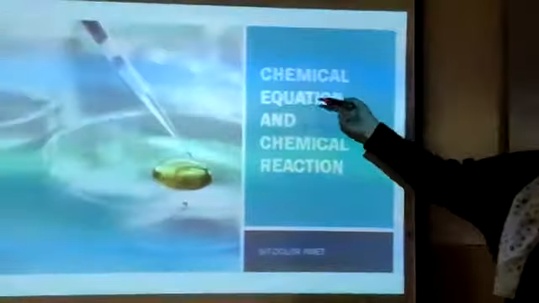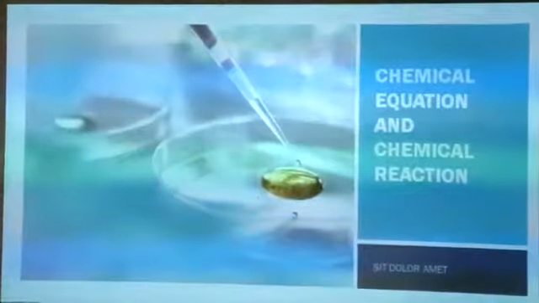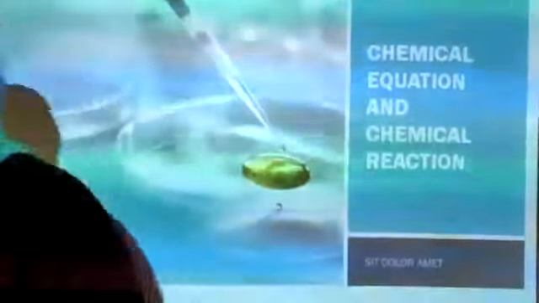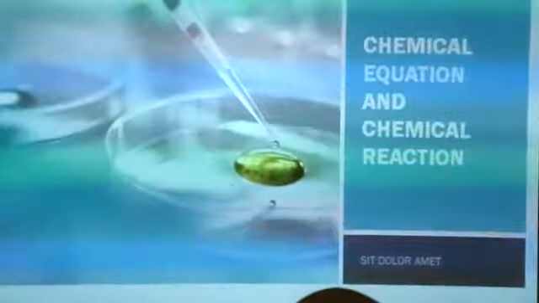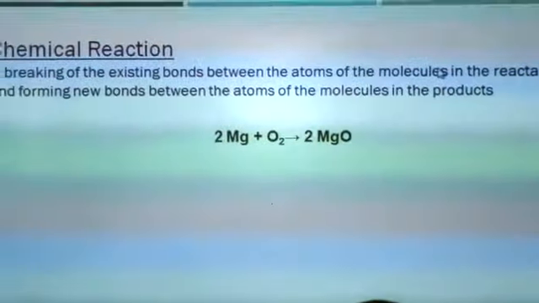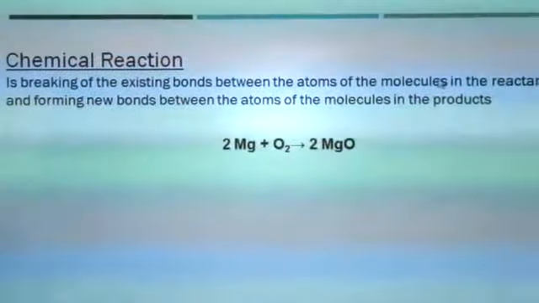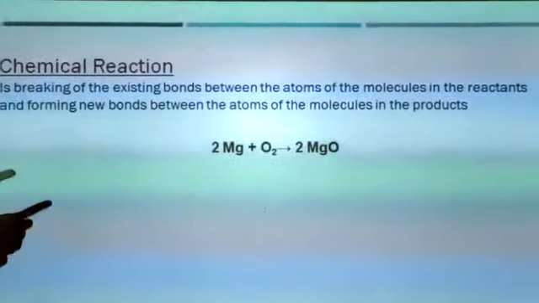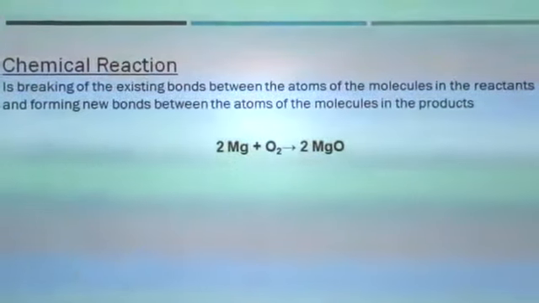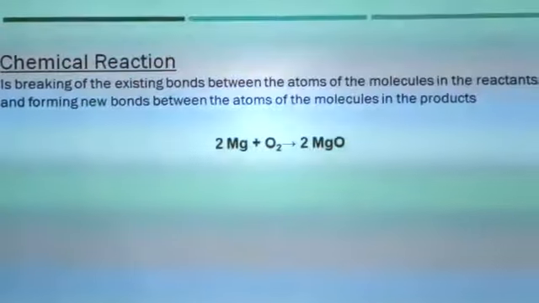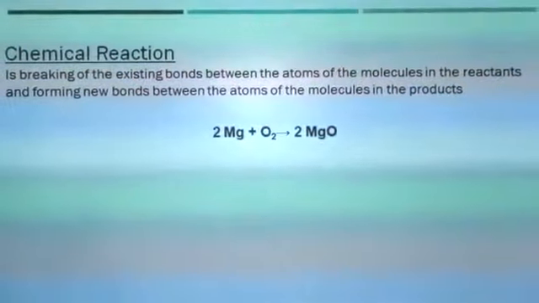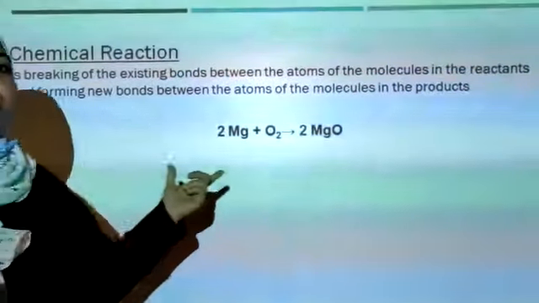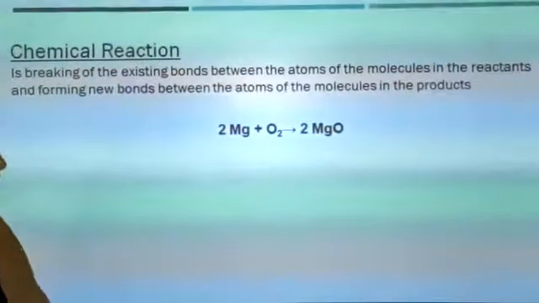About the chemical equation and chemical reaction. Today we will talk about the reaction between elements. A chemical reaction is breaking the existing bond between the atoms of molecules in the reactant and forming a new bond between the atoms of the molecules of products.